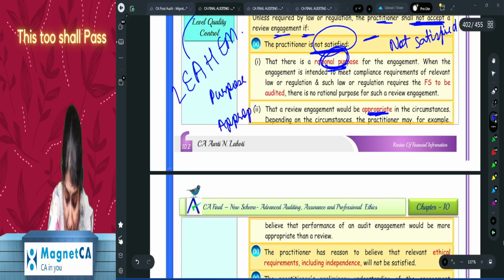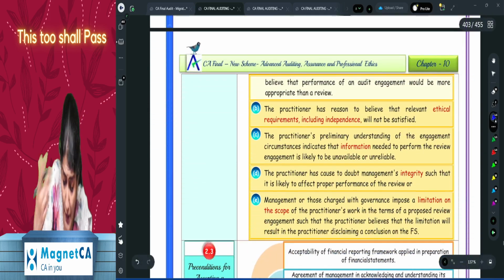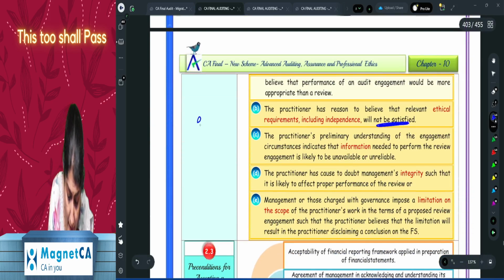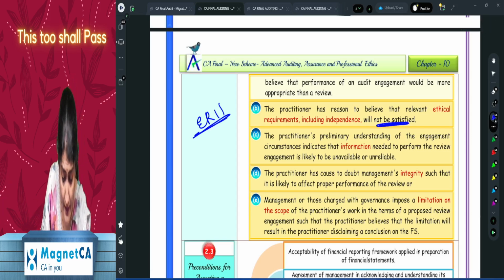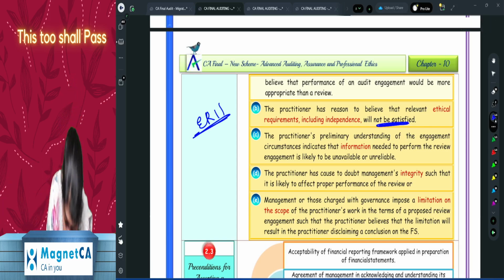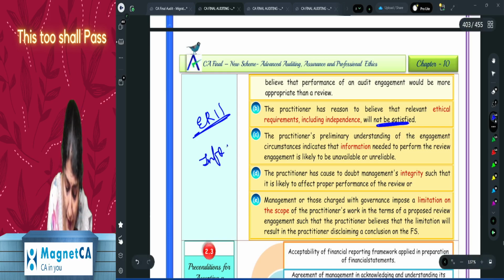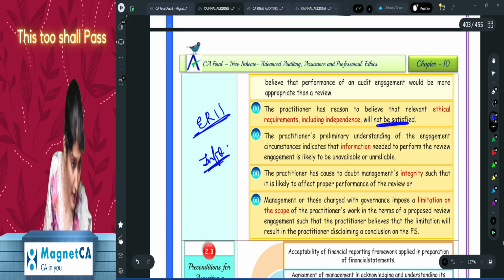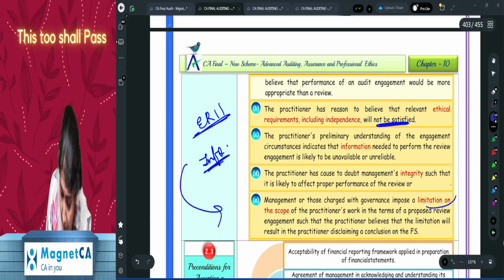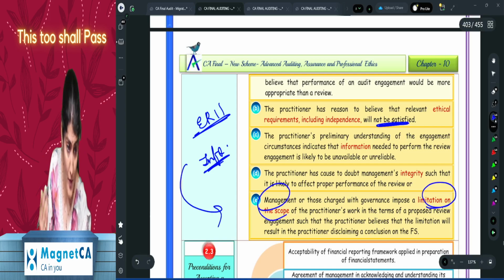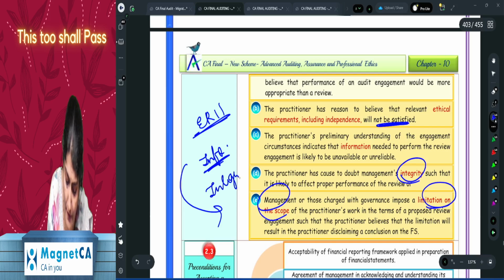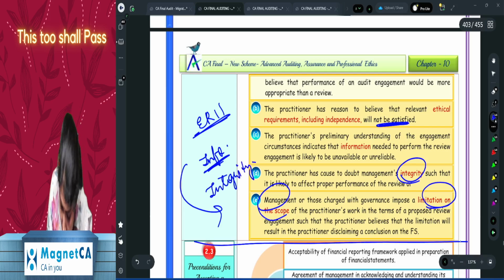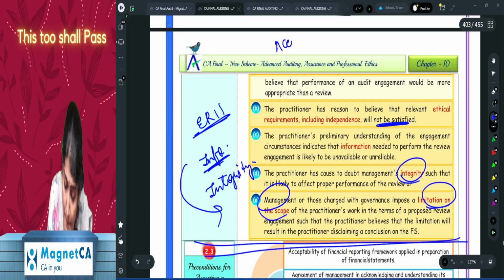Next, what does the practitioner say? He says, I think I will not be able to comply with the ethical requirements. Then in that case, he should not accept or continue the engagement. Then he says, I think all the information required for the review may not be available. If it may not be available, that means there could be a limitation on scope. And then he has concerns regarding the integrity of the client, right? So these are the considerations for accepting or continuing the review engagement.